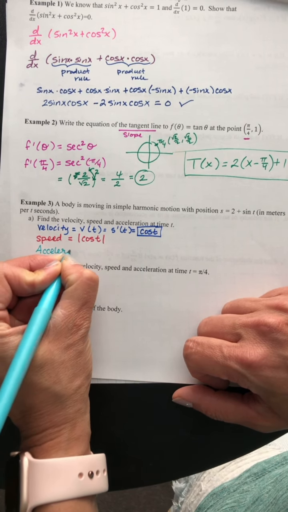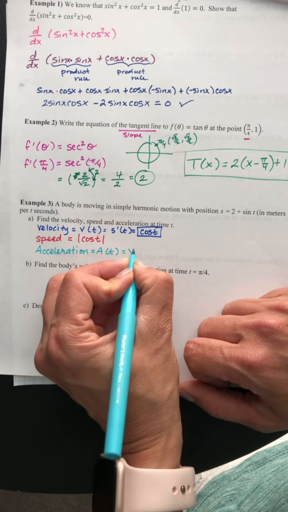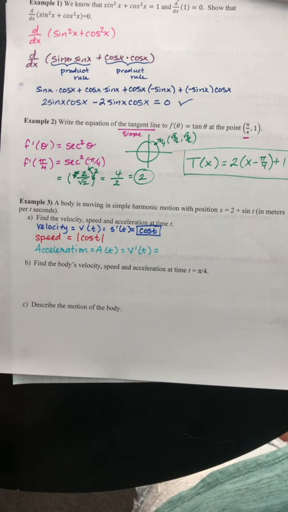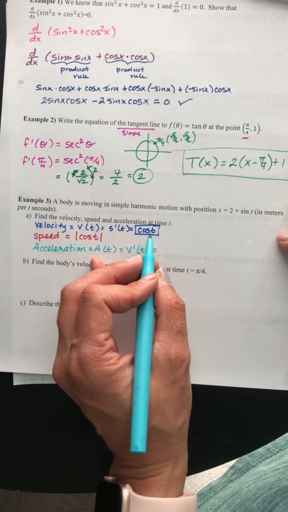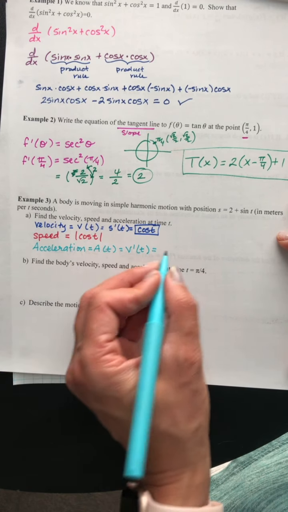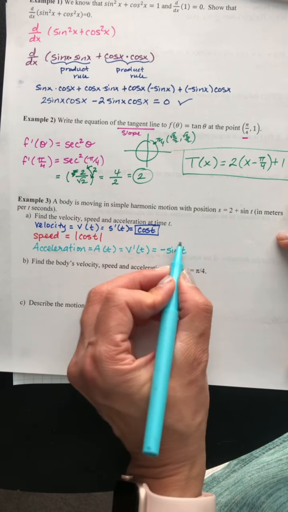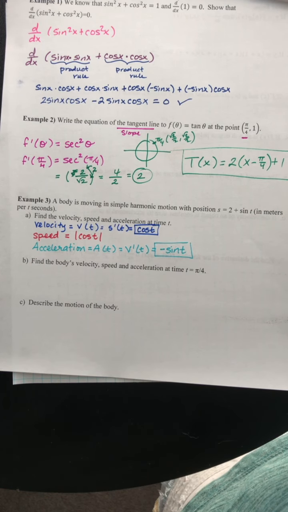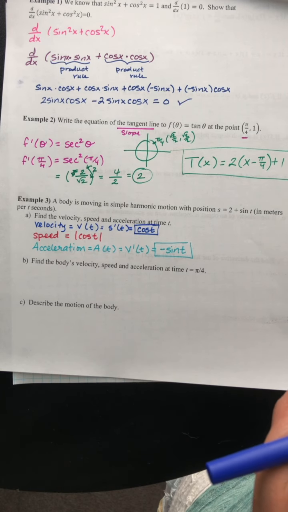Acceleration. Now this is where we're finding a of t. This is how we usually write it. And this is also the same as taking the derivative of the velocity function, which is the second derivative of the position function. The derivative of cosine of t, well, derivative of cosine is negative sine, so it'll be negative sine t. Okay, and we found all 3. They kind of flow. They go in order. That's the order that you have to go when you're finding velocity, speed, and acceleration.